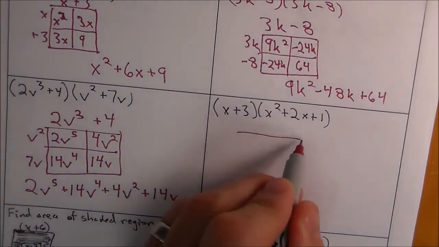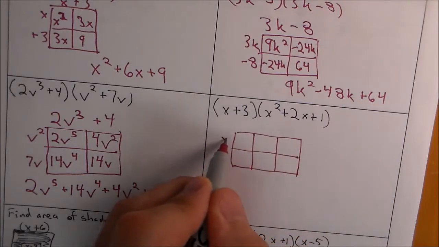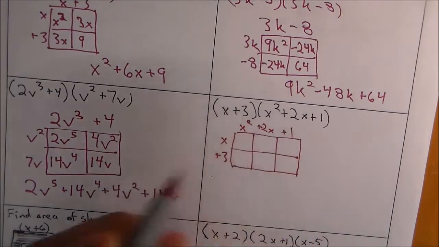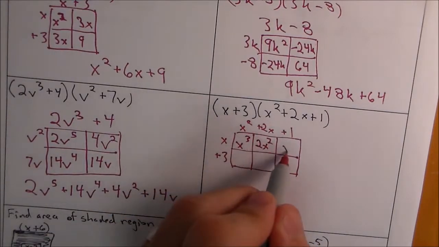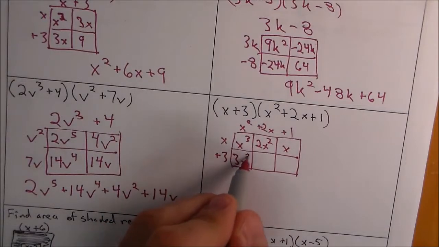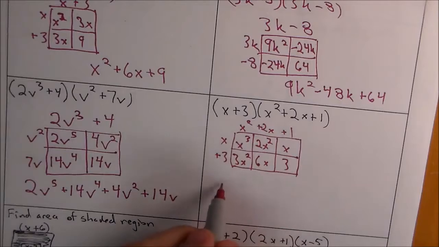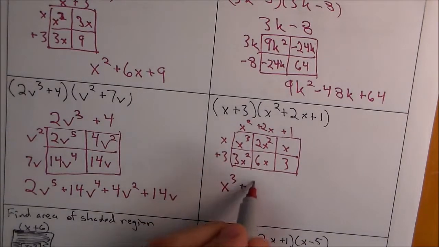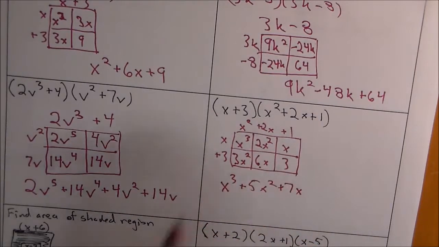Next one is a trinomial times a binomial. x plus 3 and x squared plus 2x plus 1. We have x to the third, 2x squared and x, 3x squared, 6x, and 3. Our first term is x to the third. 3 and 2 gives us 5x squareds. 6 and 1 gives us 7x. And then the 3 on the end.